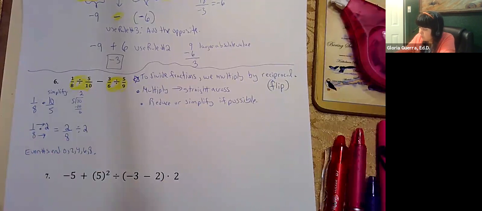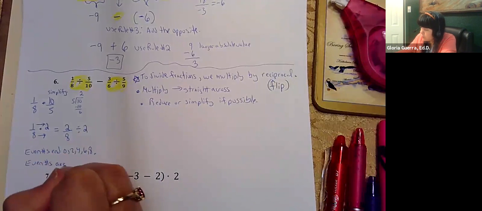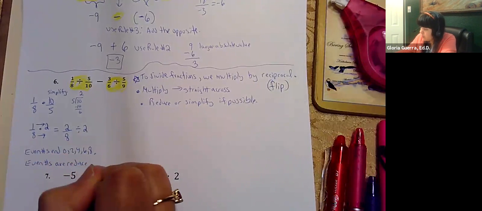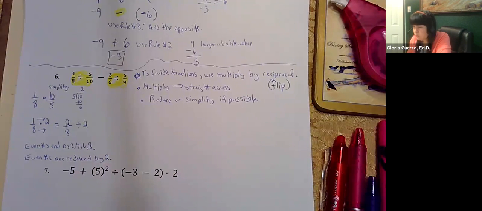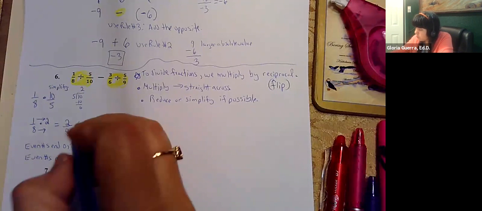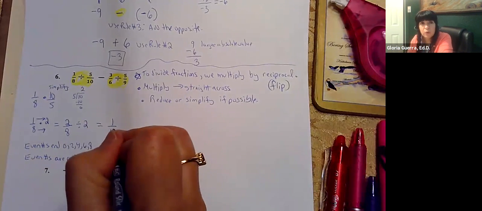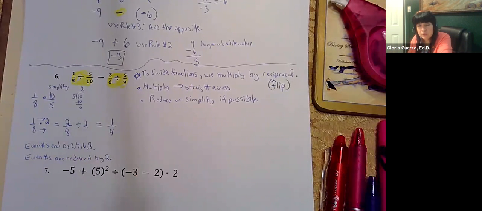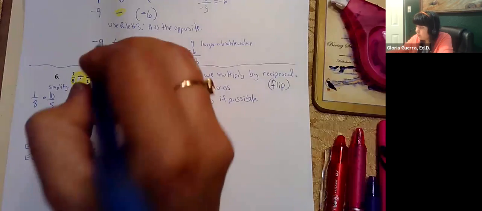And even numbers can be reduced by, for sure, 2. I mean, maybe something else might work, maybe 4 might work, or maybe 6 might work, but for sure, you're always safe with 2 on an even number. So 2 divided by 2 is 1, and 8 divided by 2 is 4. So that took care of this fraction.